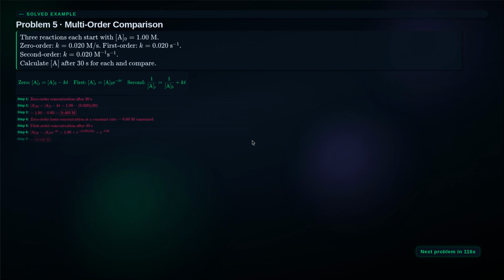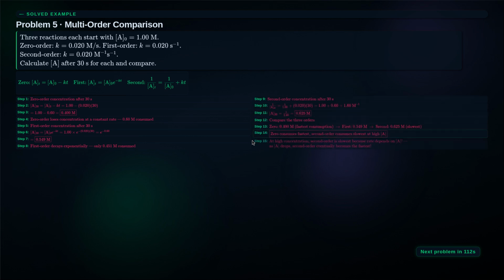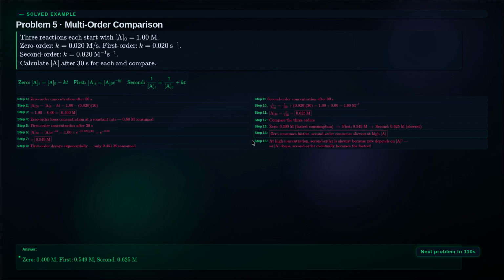Problem 5. Multi-order comparison. Three reactions each start with initial concentration of 1 molar. The zero-order reaction has k equals 0.020 molar per second. The first-order reaction has k equals 0.020 inverse seconds. The second-order reaction has k equals 0.020 inverse molarity per second. Calculate the concentration after 30 seconds for each and compare.